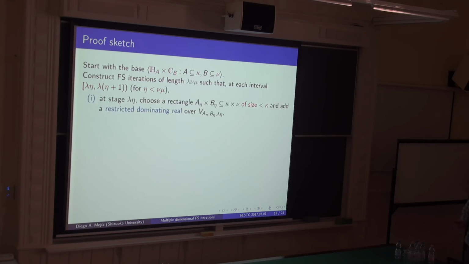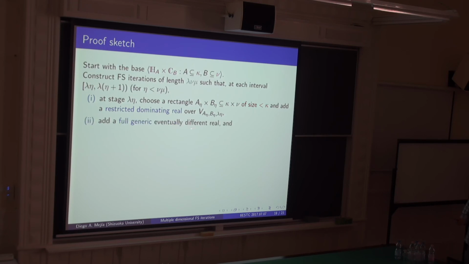So I will just describe first what we do to add a restricted dominating real. It's some of the same thing as before. We just choose something in between, and then we add the dominating real with respect to this restricted model. But now what we choose below is a rectangle of size less than kappa. So we just look at some rectangle of size less than kappa, and then we add the restricted dominating real with respect to that rectangle. That will be what we do in the first step of this interval.